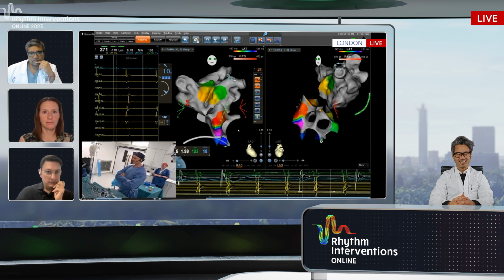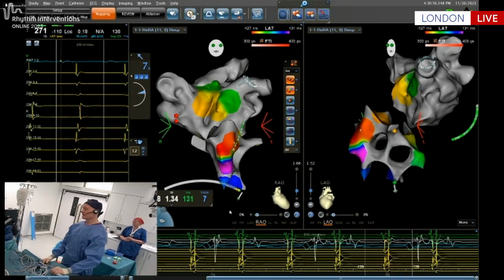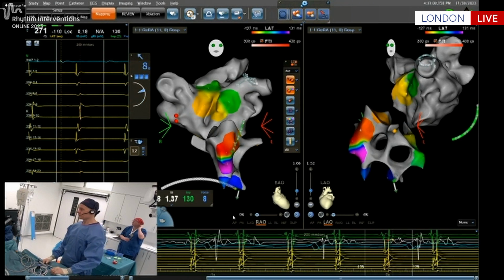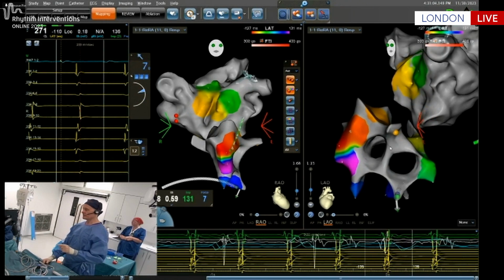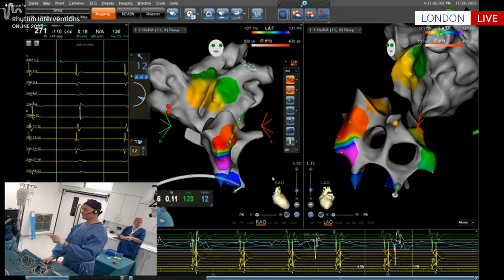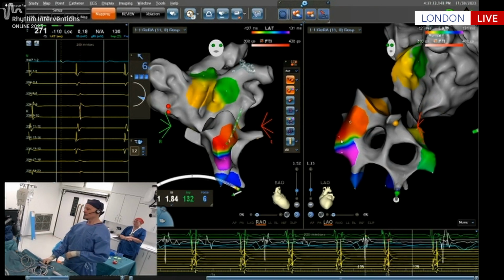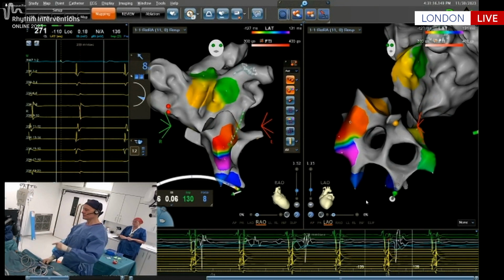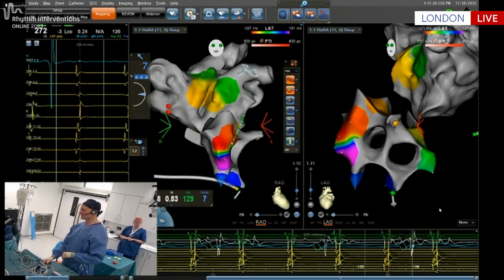So while Vivek and Claire were talking, I've just pulled it back into the right atrium and done a brief map of the annulus, and you can see that it does fit with a typical right atrial flutter. If you look at the right hand screen with the LAO view, we've got activation going from purple to red to yellow to green, past the His, which I've marked as a yellow dot, and then back to blue and then purple again. So I think we've got right atrial flutter.